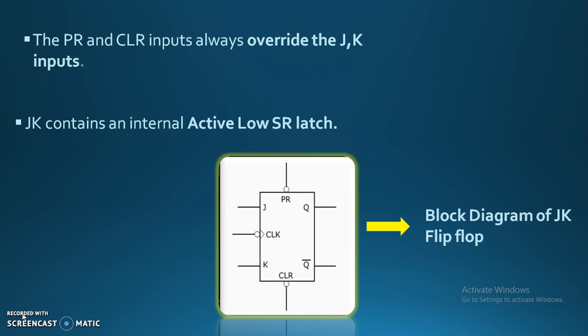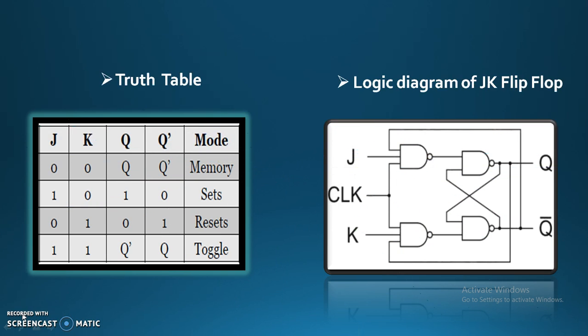This is the block diagram of the JK flip-flop. These are the truth table and logical diagram of the JK flip-flop. The important state of the JK flip-flop is toggling, which is shown in the last row.